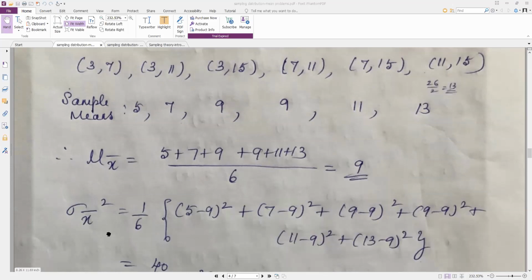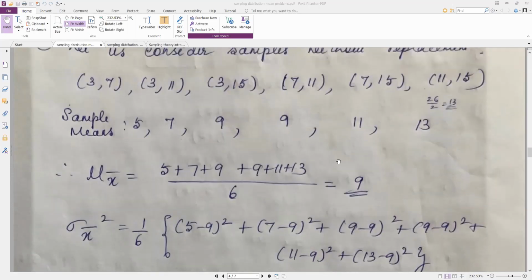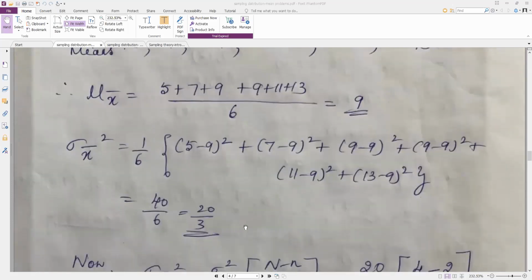Similarly, sigma x bar whole square is 1 by 6 into, how to do? 5 minus 9 the whole square plus 7 minus 9 the whole square, 9 minus 9 the whole square, 9 minus 9 the whole square, 11 minus 9 the whole square, 13 minus 9 the whole square. You will get 20 by 3.